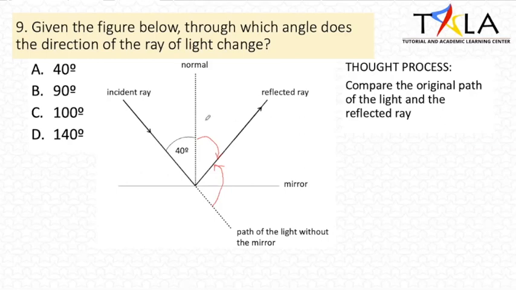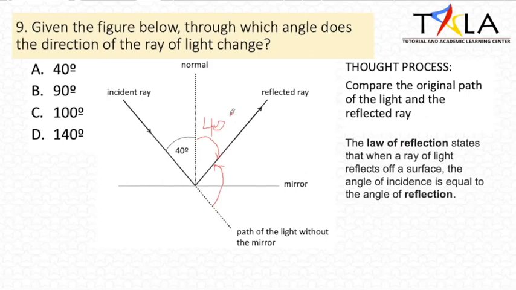30. Ano kaya? Di po ba? 40 degrees po. 40 degrees din. Nice. Very good. So, it's also 40 degrees. Kasi nga, di ba, from our law of reflection, it says that when a ray of light reflects off a surface, the angle of incidence is equal to the angle of reflection.